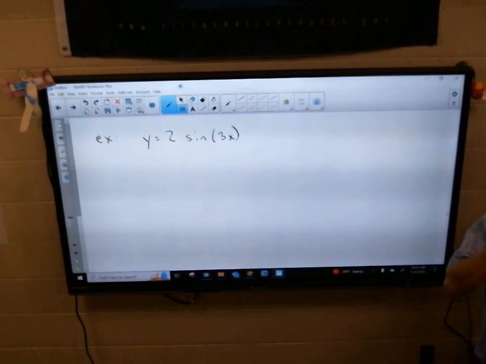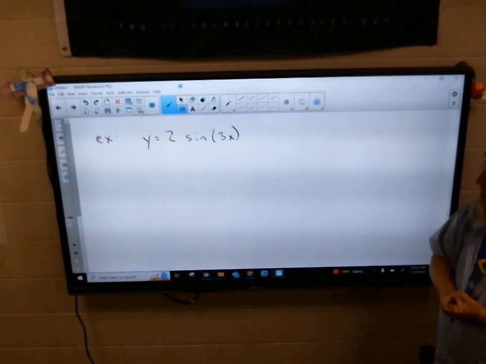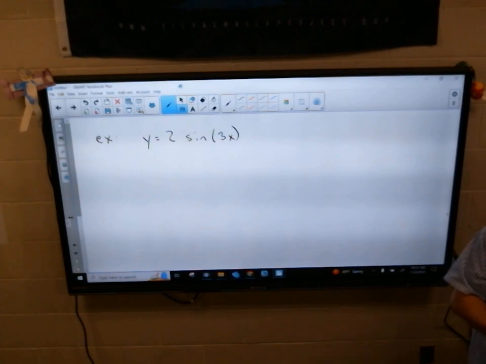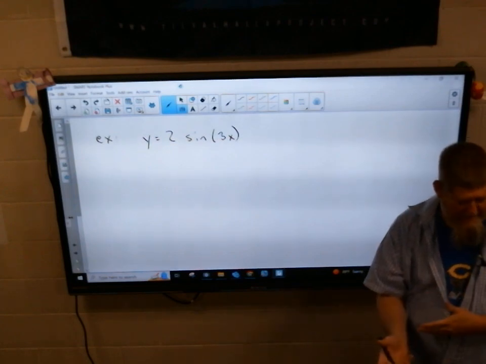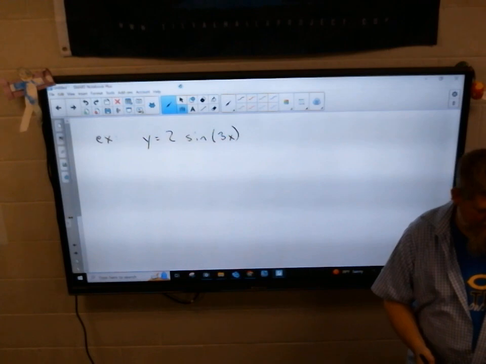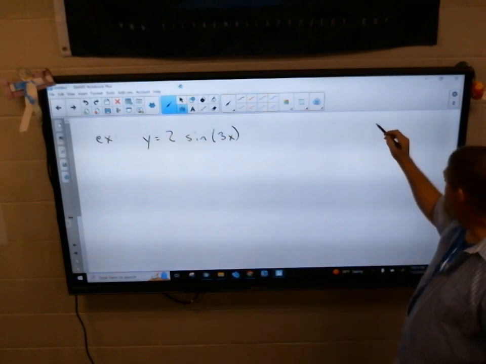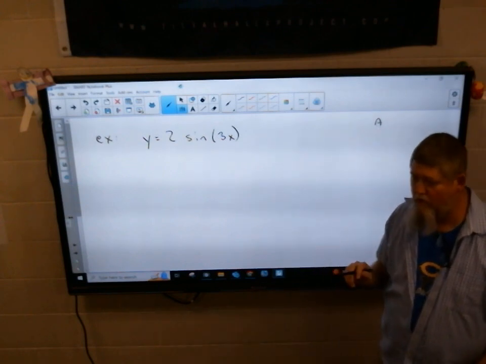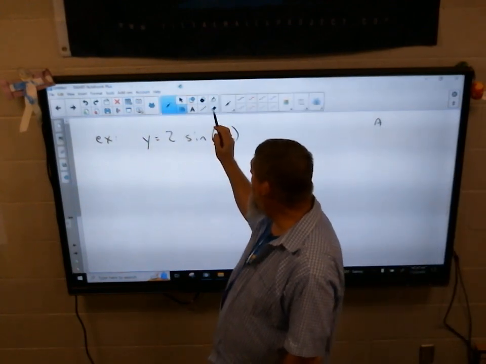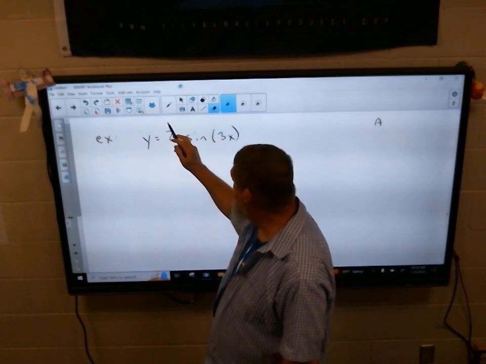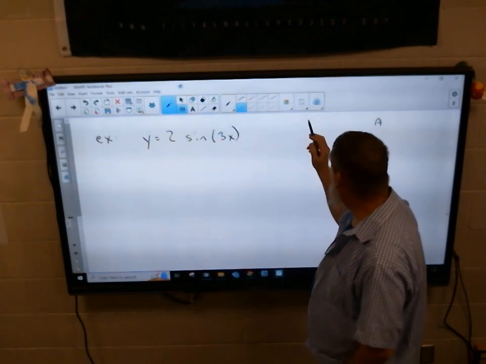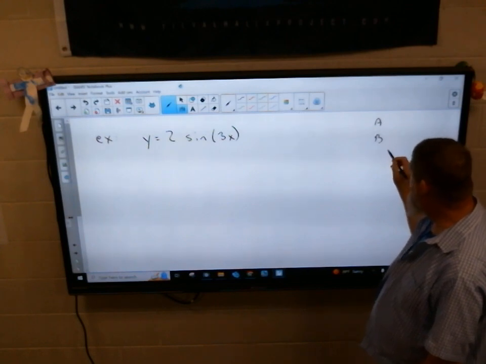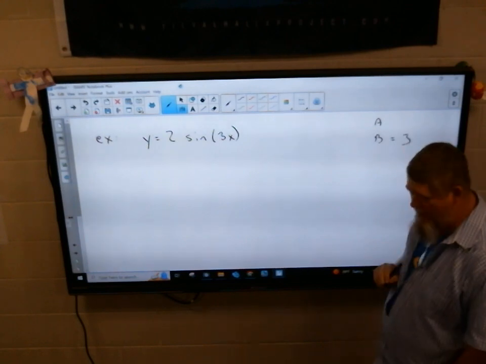So examining it, what has changed? What letters have changed? X. Okay, so A and, not C, but B. Remember, C is when you add or subtract. B is when you multiply. So the A has changed, the amplitude. It's 2, from the parent graph. And then the B has changed, because the B is now 3.